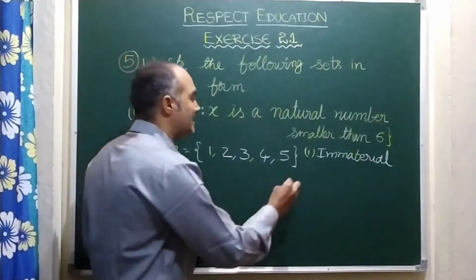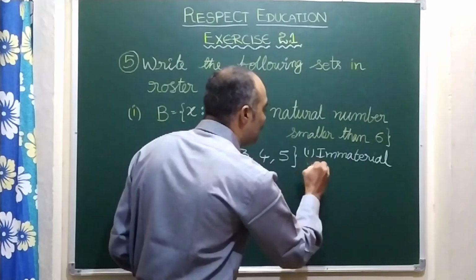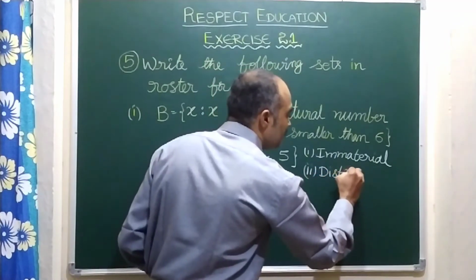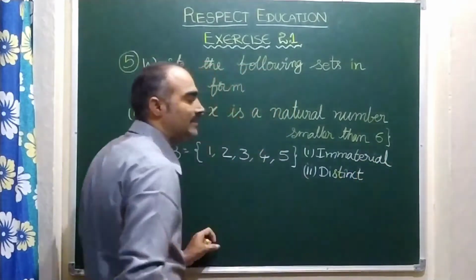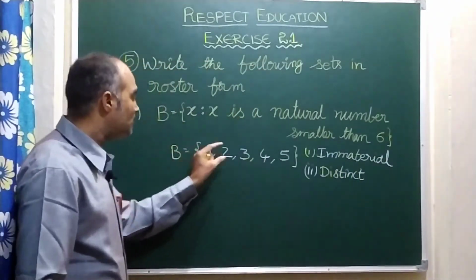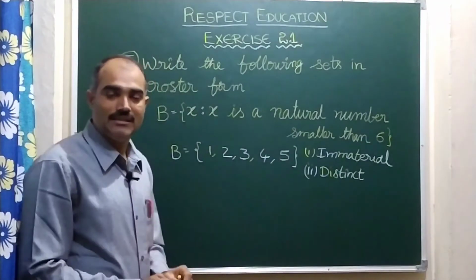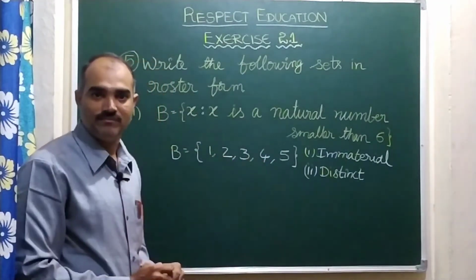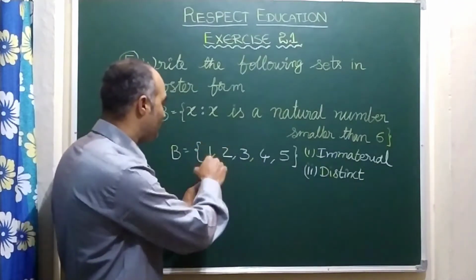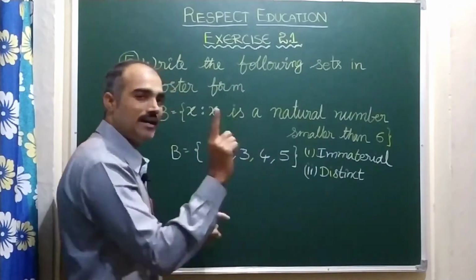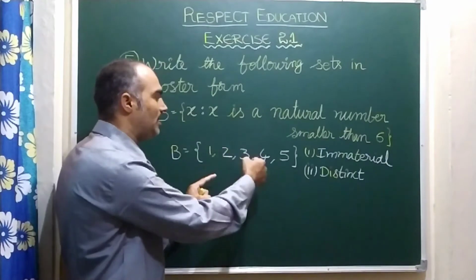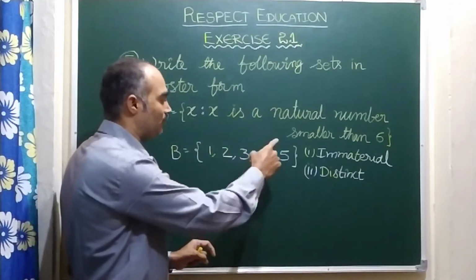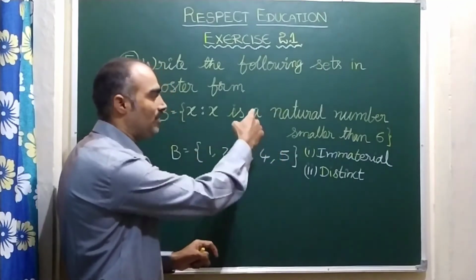And the second thing is that the elements of a set are distinct. The meaning of distinct is different. A set should have different elements. That means here no element is to be repeated. Clear? So here if you write 1, only 1 should be there only one time. Same for 2, 3, 4, 5 also. So finally B equal to {1, 2, 3, 4, 5} is the roster form for the given question.